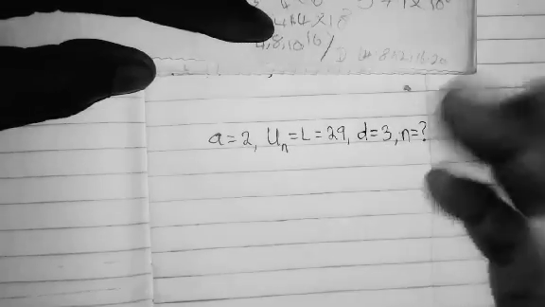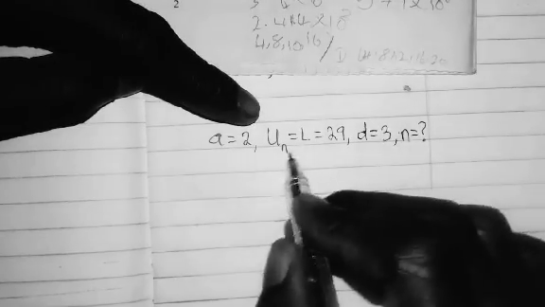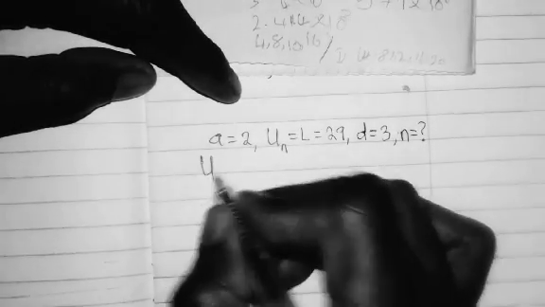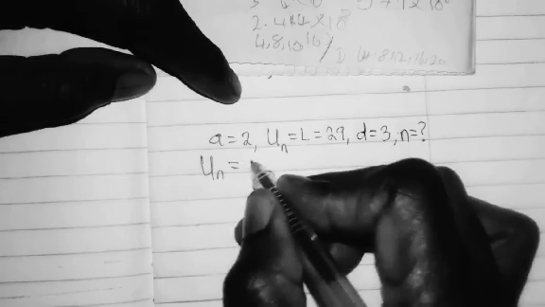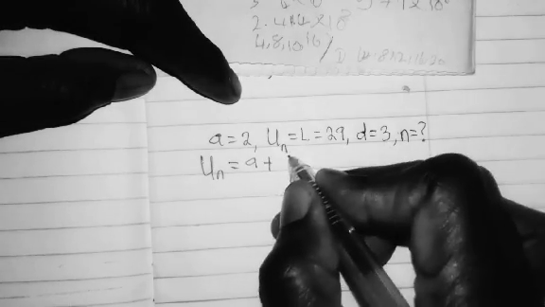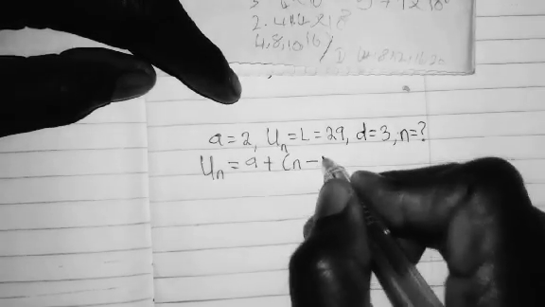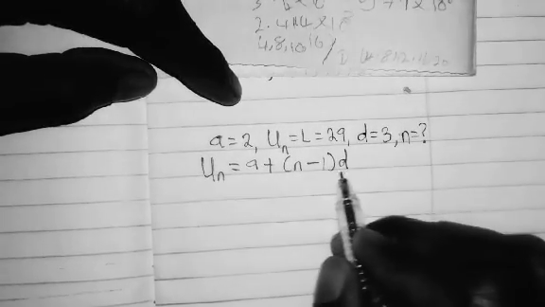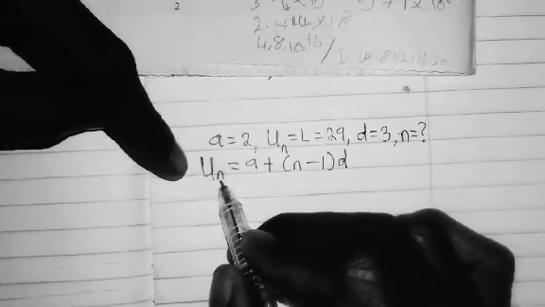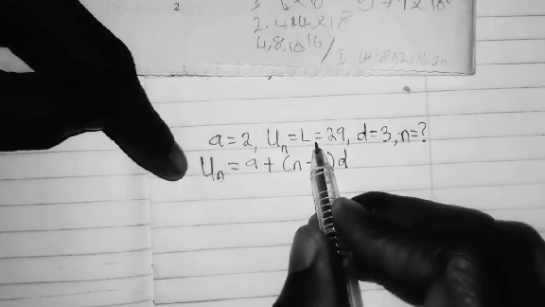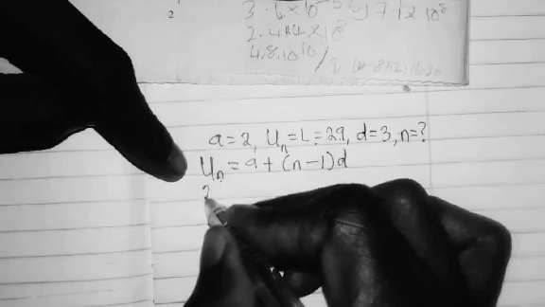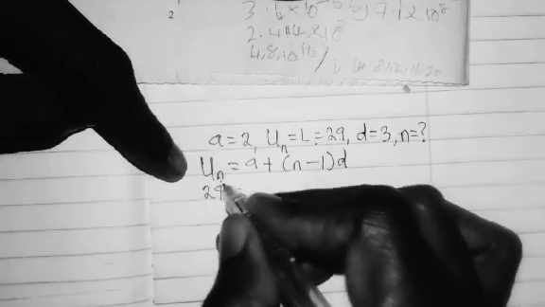Now, you will take note that the last term is given to you. When you are dealing with an arithmetic progression, the last term has a formula. And what is the formula? The formula is U sub n equals a plus open bracket n minus 1 close bracket d. So this is the last term formula. Then U sub n is the last term, which is given to us as 29. So here we're going to write out 29 to replace U sub n.